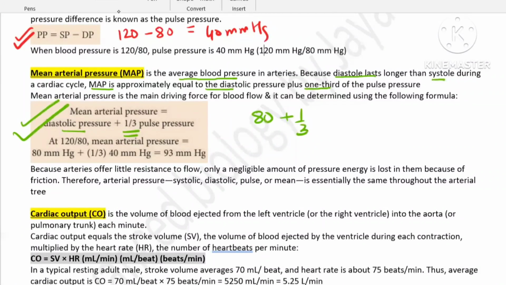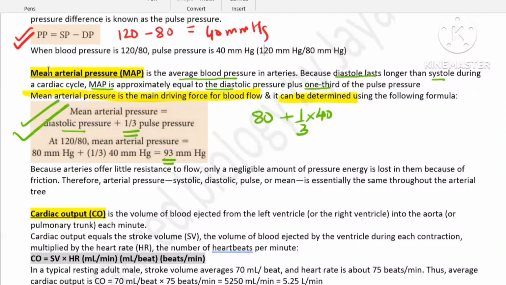Pulse pressure is how much? Difference between the systolic and diastolic. Suppose here we are finding it is 40. According to this calculation, with 120 by 80, when you take it, the value is coming to be 93. Is it clear? So mean arterial pressure is the main driving force for blood flow and it can be determined by this formula.